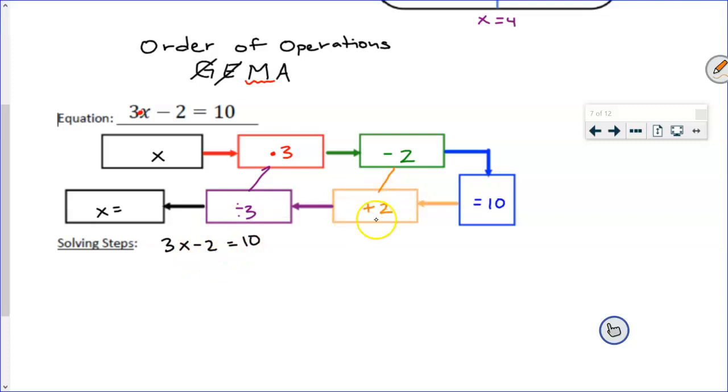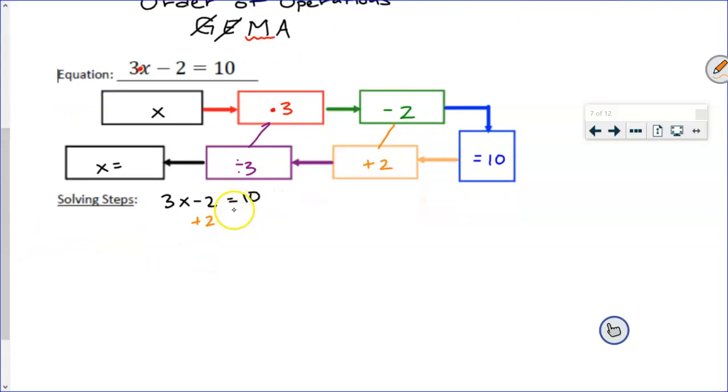First thing that I have to do is add 2. Why am I adding 2? So it will undo the subtract 2. So I'm going to put add 2. Now remember, this is a balanced scale, so anything I do to this side, I need to make sure I do to the other side of the equal sign. So here's the equal sign. I'm coming around to the other side of that equal sign, adding 2.